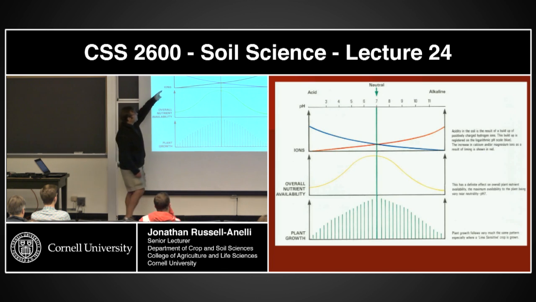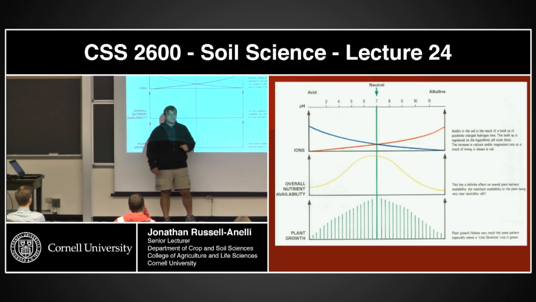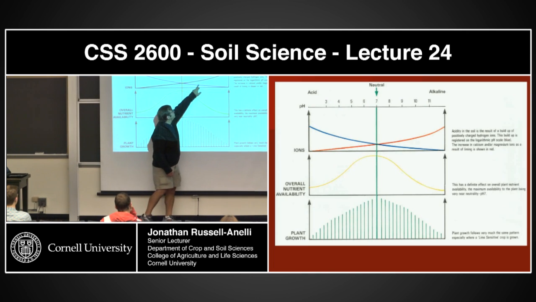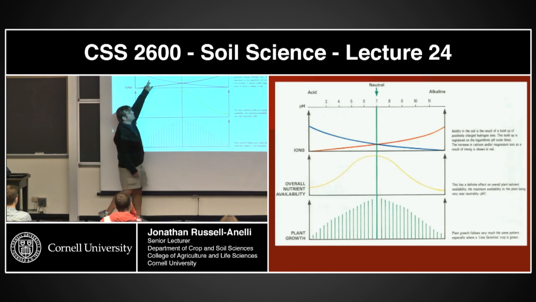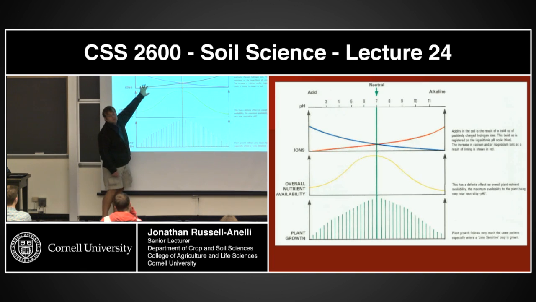Okay? The top part of this basically represents acidity. The blue line represents proton concentration. This black line basically represents hydroxide concentration. As the protons increase, the pH is going down. Okay? Now, interestingly enough, there's a direct correspondence to pHs and nutrient availability. Okay? This is overall nutrient availability.